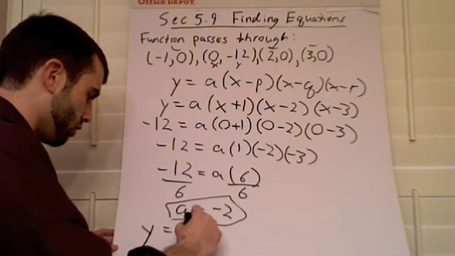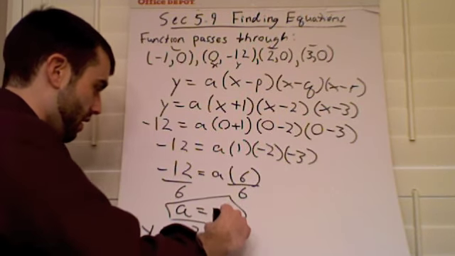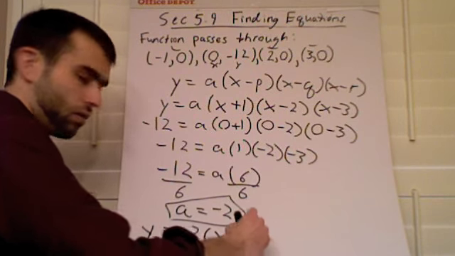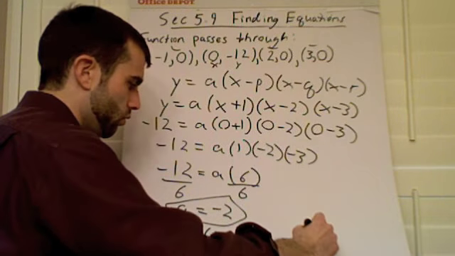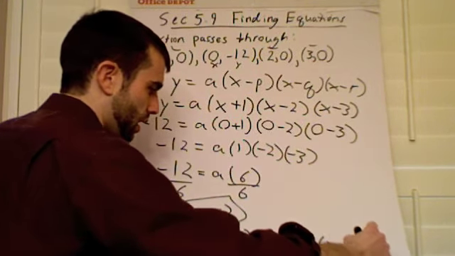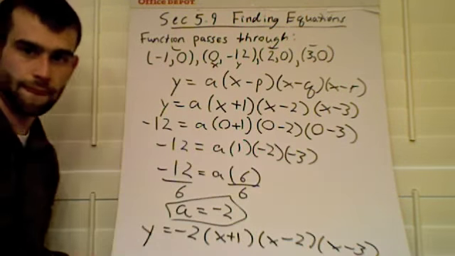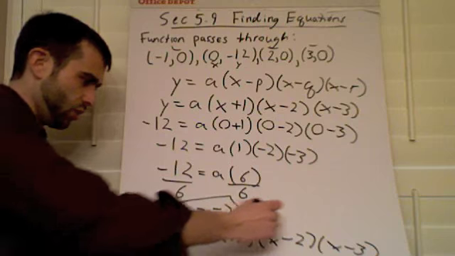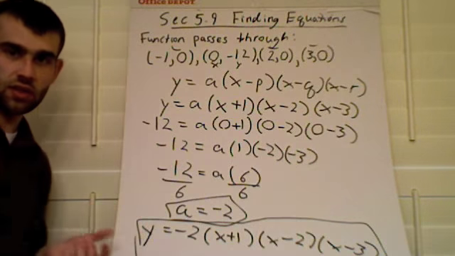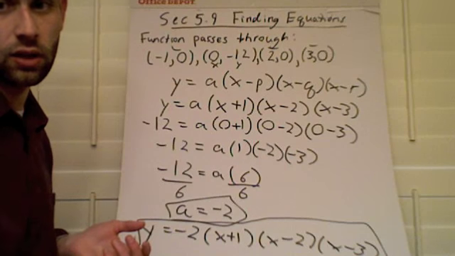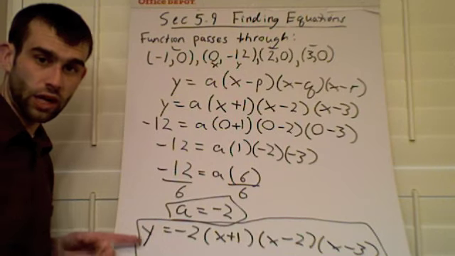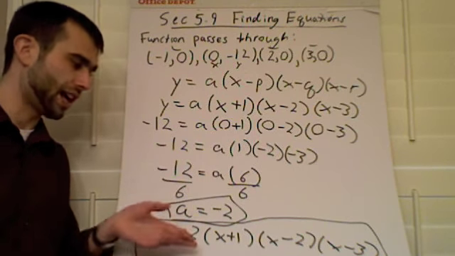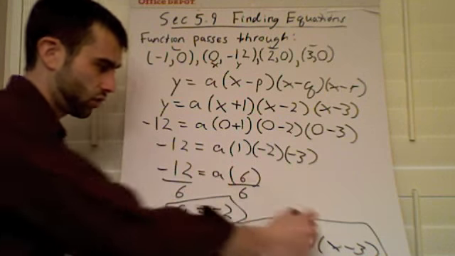Alright? Now, the final point is, let's rewrite this as our equation in intercept form. Y is equal to -2 times (x plus 1)(x minus 2)(x minus 3). Okay? So in intercept form, this is what the equation looks like: y equals -2(x plus 1)(x minus 2)(x minus 3).